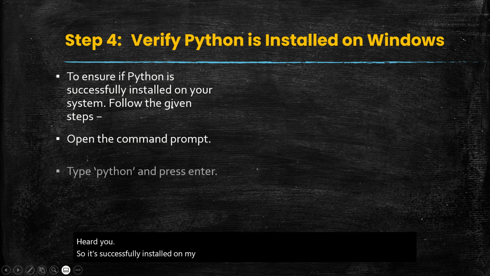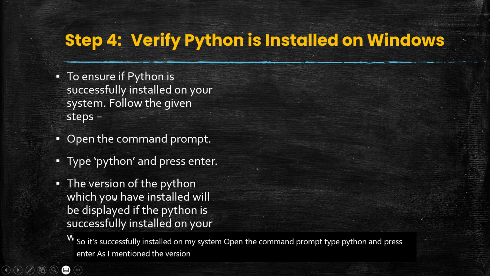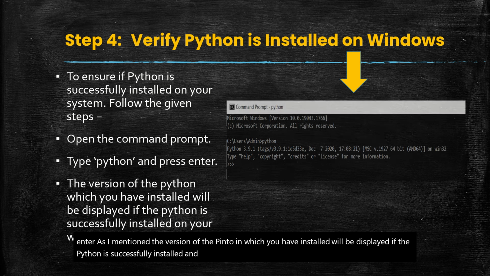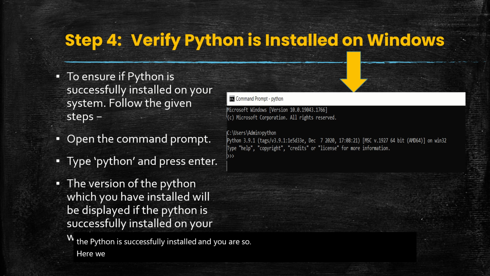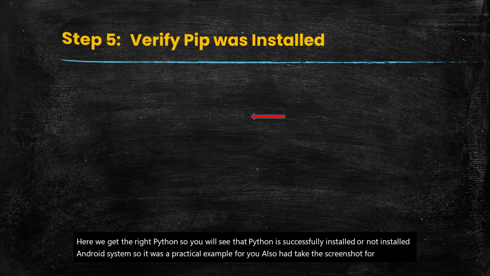Open the command prompt, type python and press enter. As I mentioned, the version of the Python which you have installed will be displayed if Python is successfully installed. So here we can write python, and you will see whether Python is successfully installed or not on your system. So it was a practical example for you. Also, I took the screenshot for you for more information.